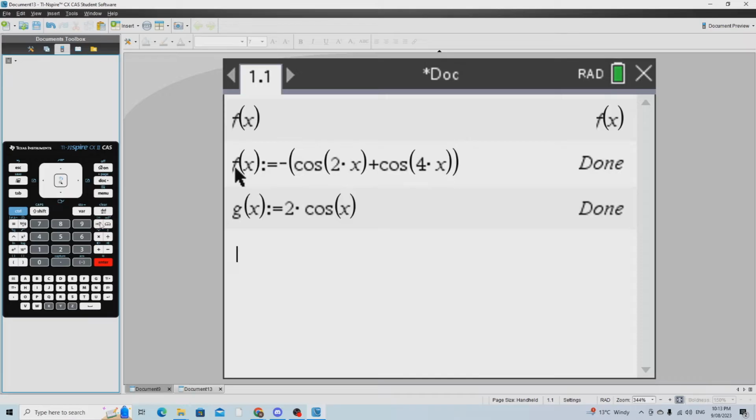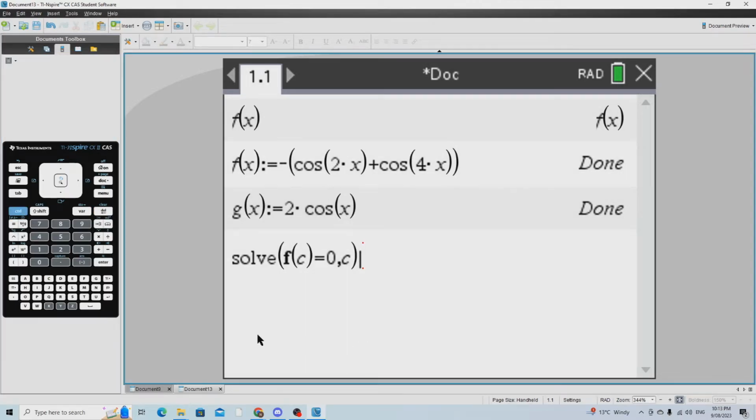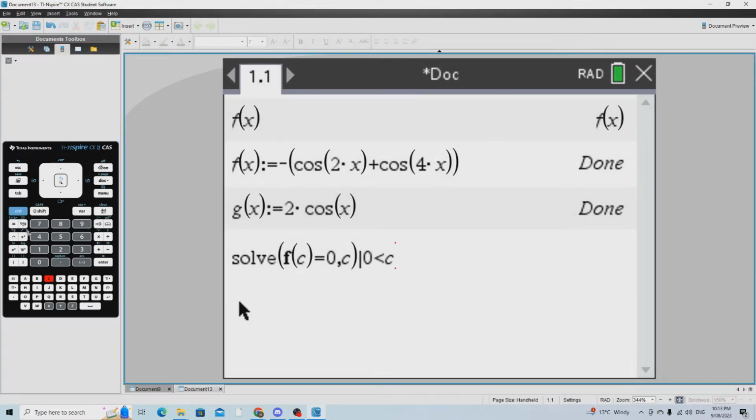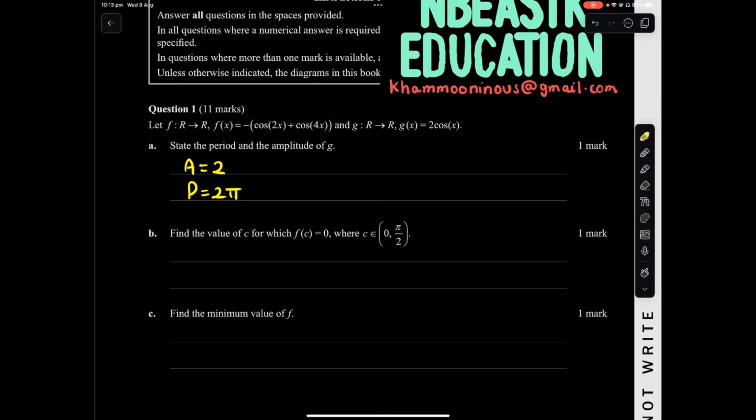And we want to find this. So we want to solve f of c equals 0 for c, given that c is between 0 and pi over 2. Okay. That gives us c equals pi over 6. Very nice. So c is pi on 6.